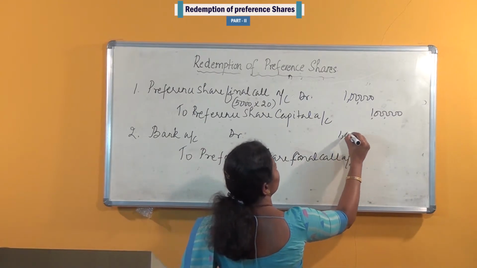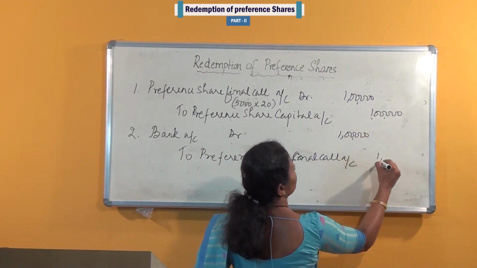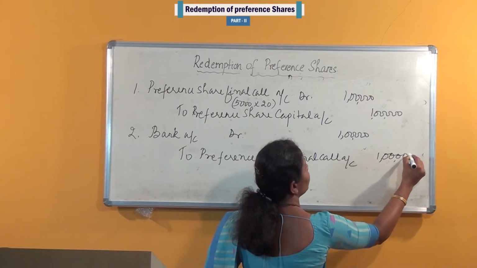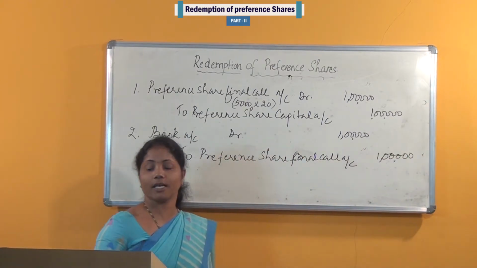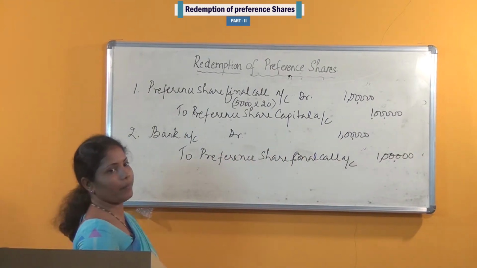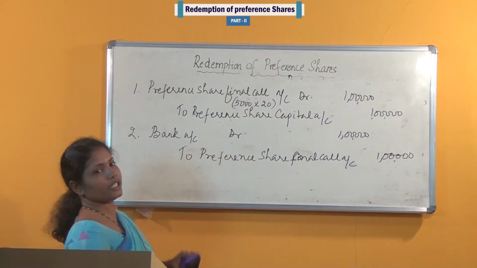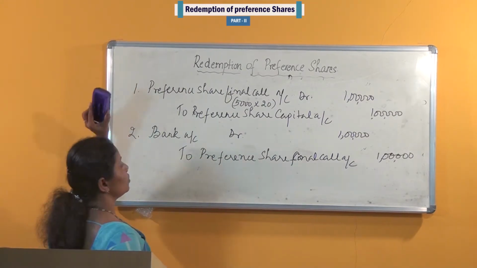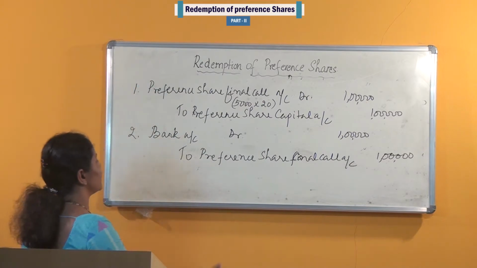The amount received is 1 lakh. After passing these two entries, the shares are considered as fully paid. Now the company can proceed with the redemption. So, redemption entries. Which are the redemption entries?